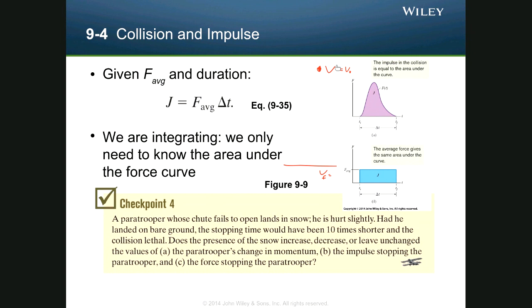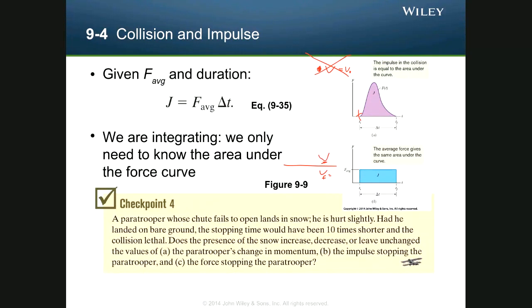But this V naught is not helpful, right? We start off with some V naught when we release the parachute, but as we go down, we're not colliding yet. So we want to cross this out as being unhelpful at the moment, and we want to look at the V right before the collision happens. So we want to look at V here. We'll call this V naught.